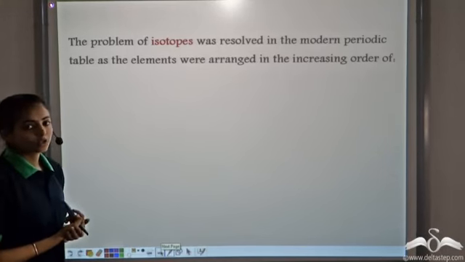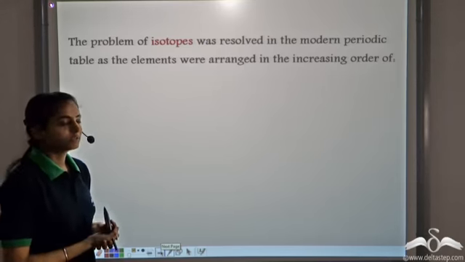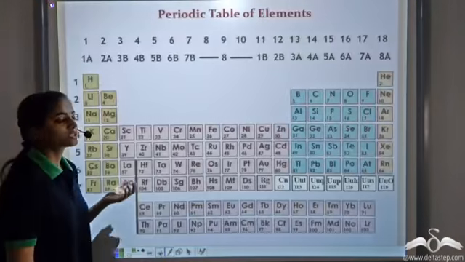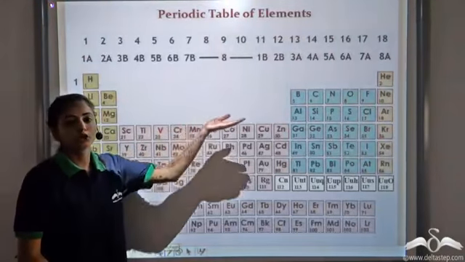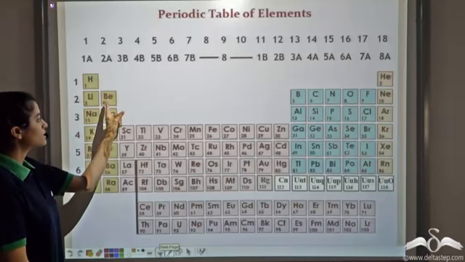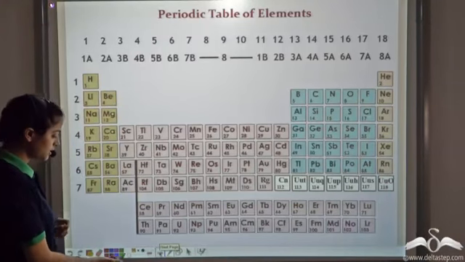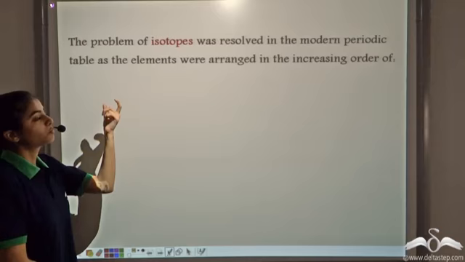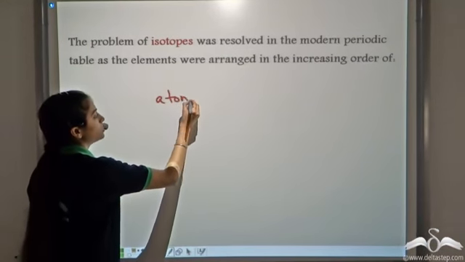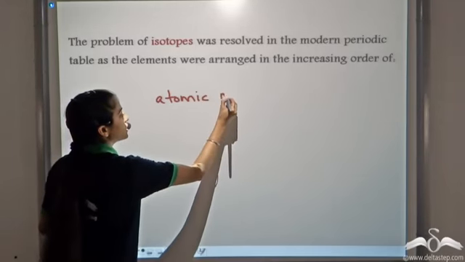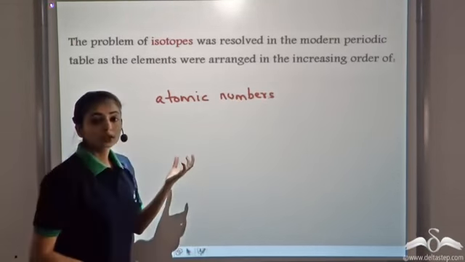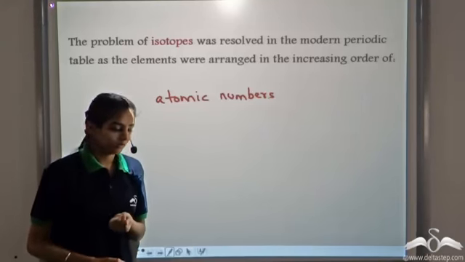The problem of isotopes was resolved in the modern periodic table. This is because the elements are arranged in the increasing order of atomic number. We know Moseley had placed the elements in increasing order of their atomic numbers. So since the elements are based on the increasing order of atomic numbers, the problem of isotopes is resolved due to the placement of elements in increasing order of their atomic numbers and not their atomic masses, as was done by Mendeleev.